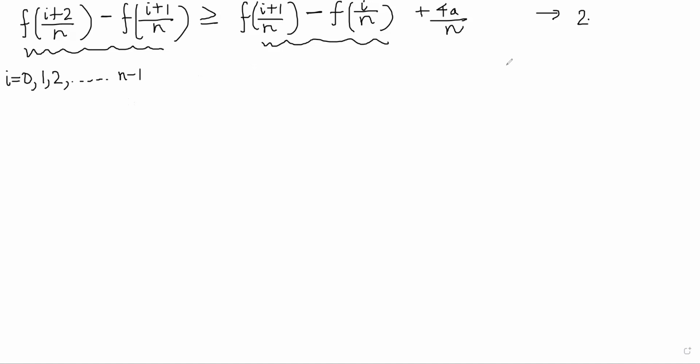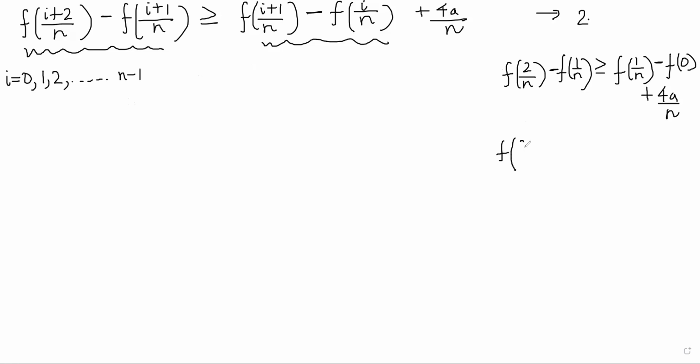Let's write it on the side here. If you put i as 0, what happens? It becomes f of 2 by n minus f of 1 by n is greater than or equal to f of 1 by n minus f of 0 plus 4a by n. Then if I put i as 1, what I will get is f of 3 by n minus f of 2 by n is greater than or equal to f of 2 by n minus f of 1 by n plus 4a by n.